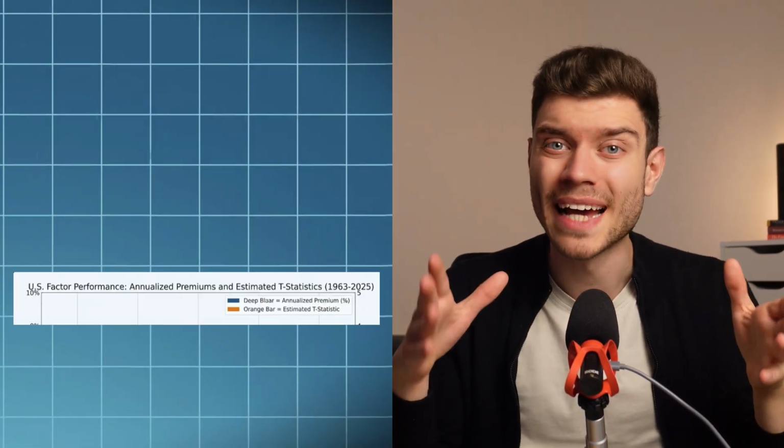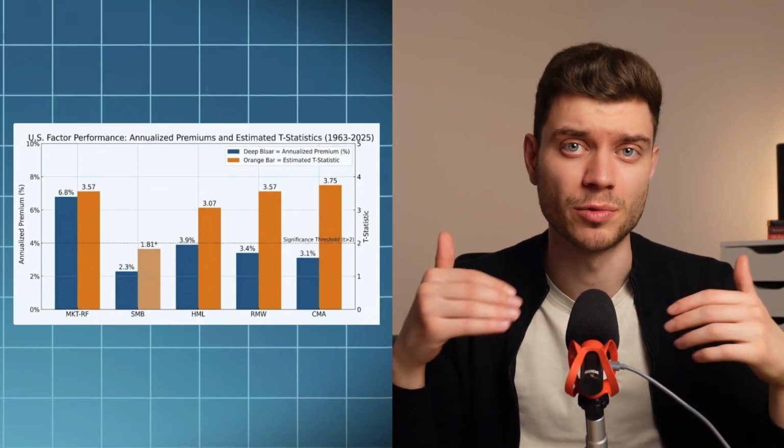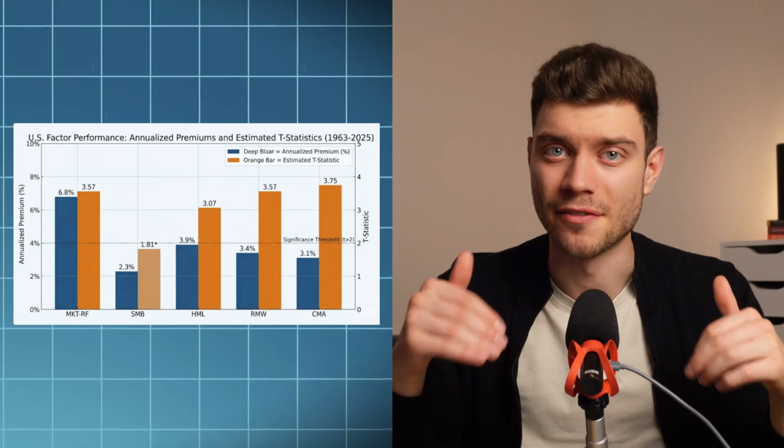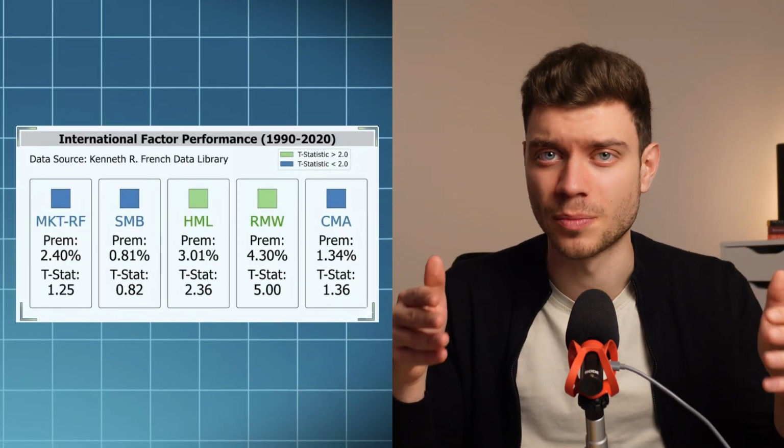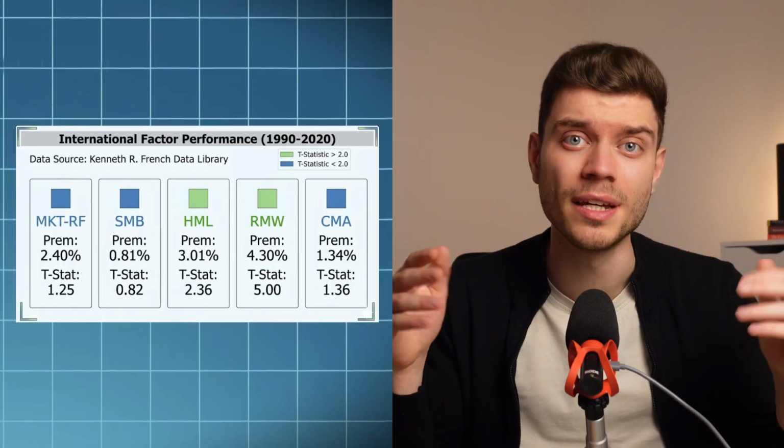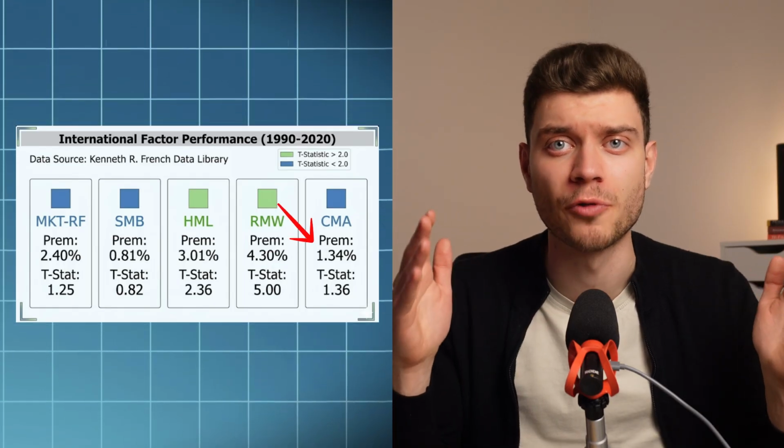And finally, we have the investment factor, where it was found that firms with more conservative growth of the book value of their assets tend to outperform companies with aggressive asset growth, especially in small caps. From July 1963 through December 2025, in the US, the investment premium was 3.1%, and in international markets from 1990 to 2020, the premium has been 1.34%.